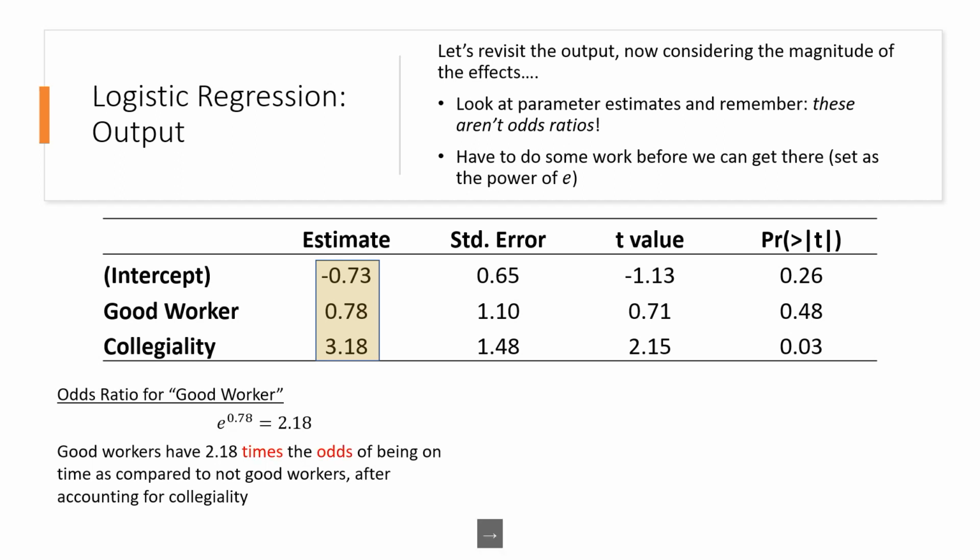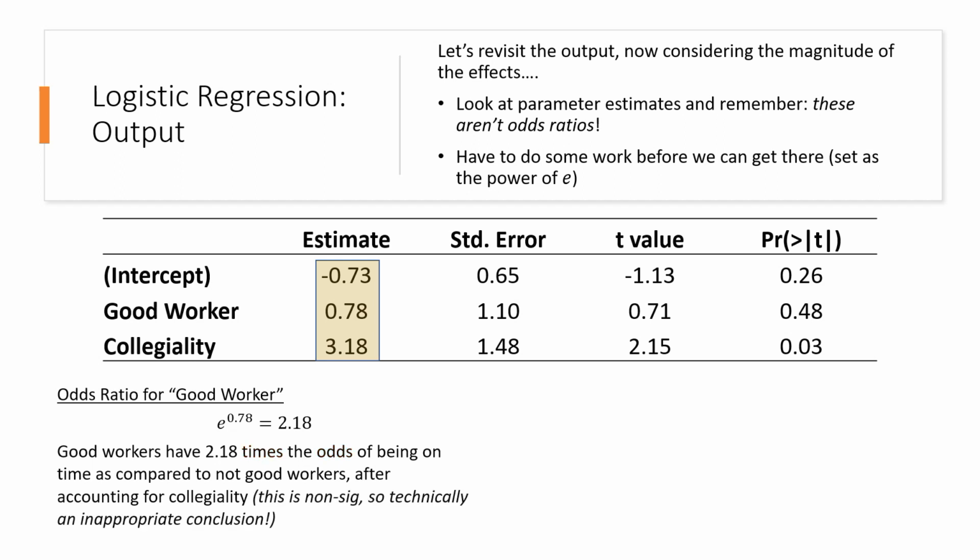Now, the important thing here is times the odds. Again, we're not talking about likelihood. We're not talking about probability. We're talking about times the odds. And again, this is something that many people, many smart people mess up very often.